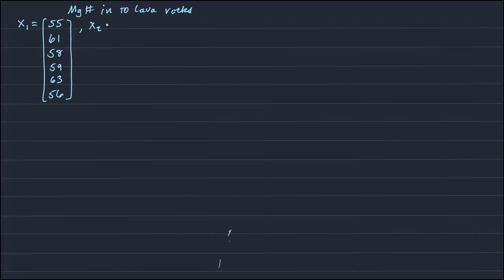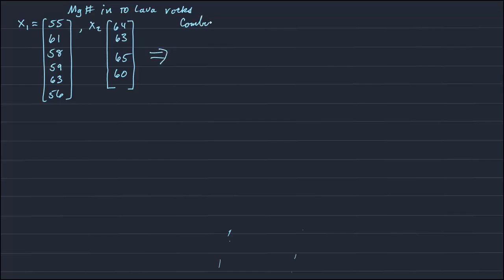And the second sample has 4 measurements: 64, 63, 65, and 60. And so that was our step 1. And then we want to combine them into a single vector.